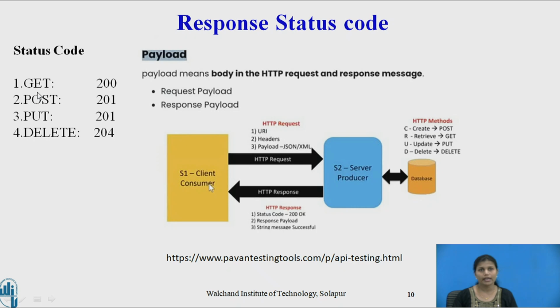This is another diagram. As you can see, the get method has status code 200, post method 201, put method 201 and delete method 204. This means after sending these types of HTTP methods with web services, we get the response in the form of status codes. In the HTTP request, we are sending payload in the form of JSON or XML, header and URI. One of the HTTP methods is used here, and you get the response back in the form of status code, response payload, that is data, and a string message, which is a success message, if present.